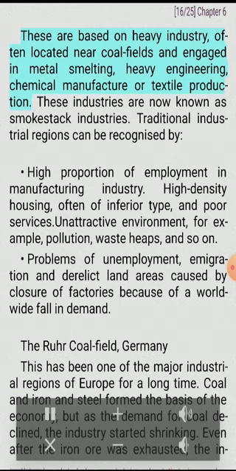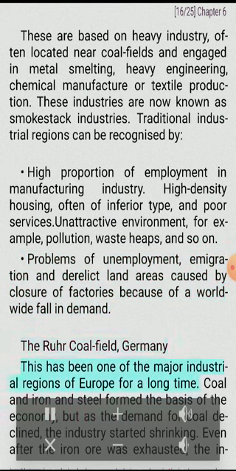Traditional large-scale industrial regions. These are based on heavy industry, often located near coal fields and engaged in metal smelting, heavy engineering, chemical manufacture, or textile production. These industries are now known as smokestack industries. Traditional industrial regions can be recognized by high proportion of employment in manufacturing industry, high-density housing, often of inferior type, and poor services. Unattractive environment, for example, pollution, waste heaps, and so on. Problems of unemployment, emigration, and derelict land areas caused by closure of factories because of a worldwide fall in demand.